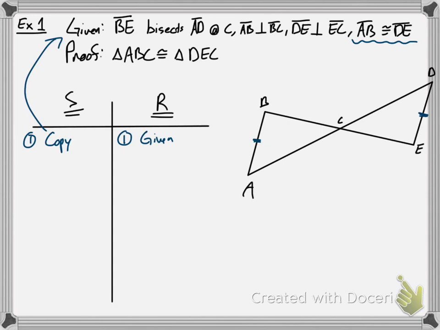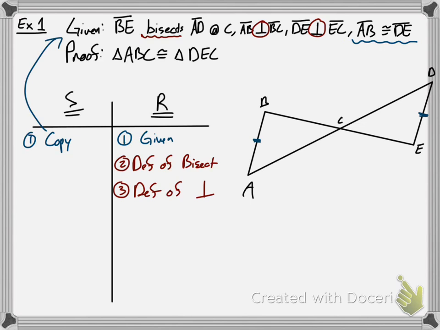Now we want to use the given. So there's actually two things that we can use. I see this term bisects, and I also see the symbols for perpendicular. So for our reasons, we're going to use definition of bisect. And as also, we're going to use definition of perpendicular.